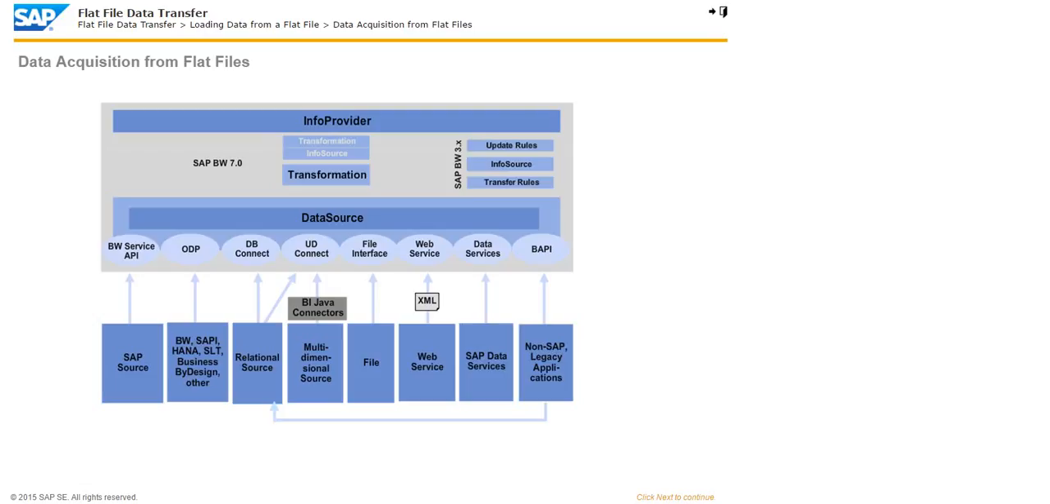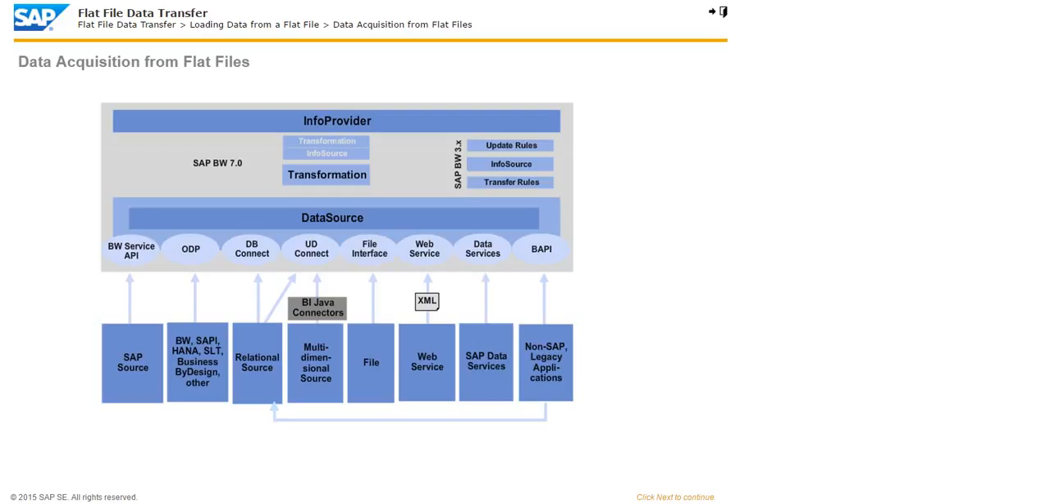data. SAP BW supports the transfer of data from flat files, files in American Standard Code for Information Interchange or ASCII format, or comma-separated value or CSV format. For example, if budget planning for a company's branch offices is done in Microsoft Excel, this planning data can be loaded into SAP BW so that a planned actual comparison can be performed.